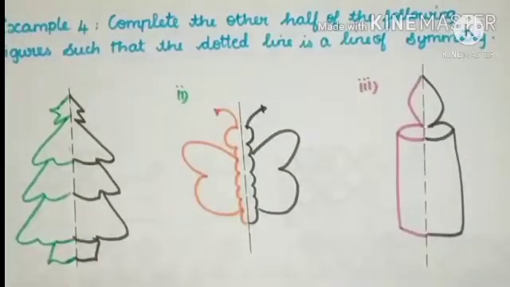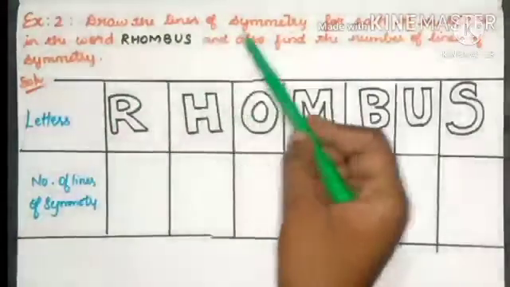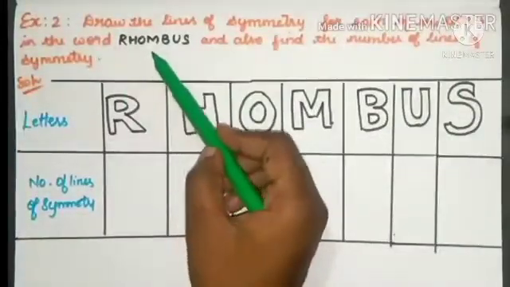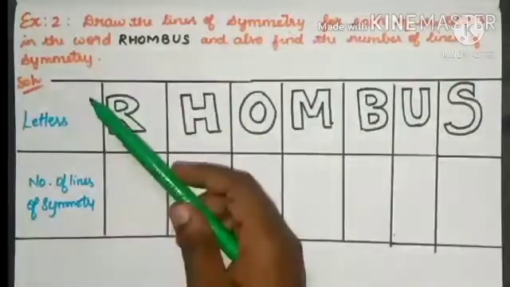It is a candle. The candle has a line of symmetry because it divides into two equal parts. Example 2. Draw the lines of symmetry for each of the letters in the word rhombus and also find the number of lines of symmetry.